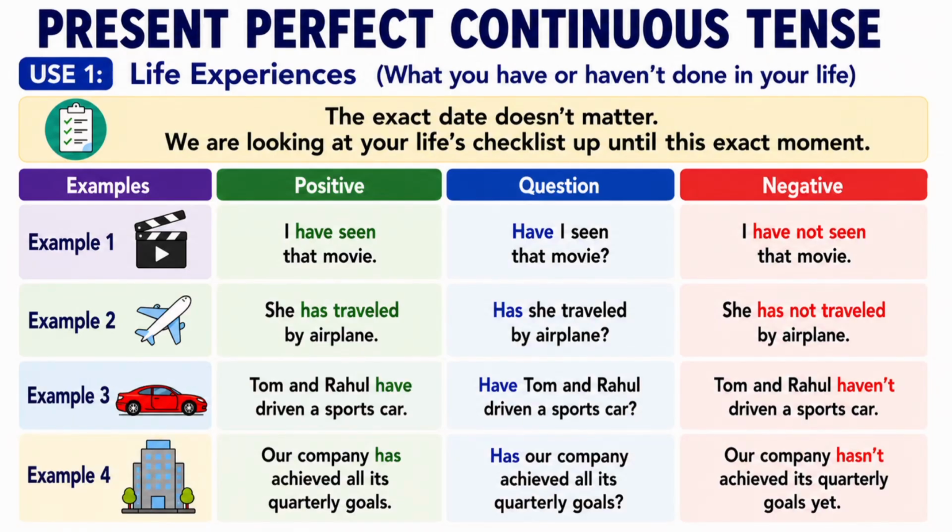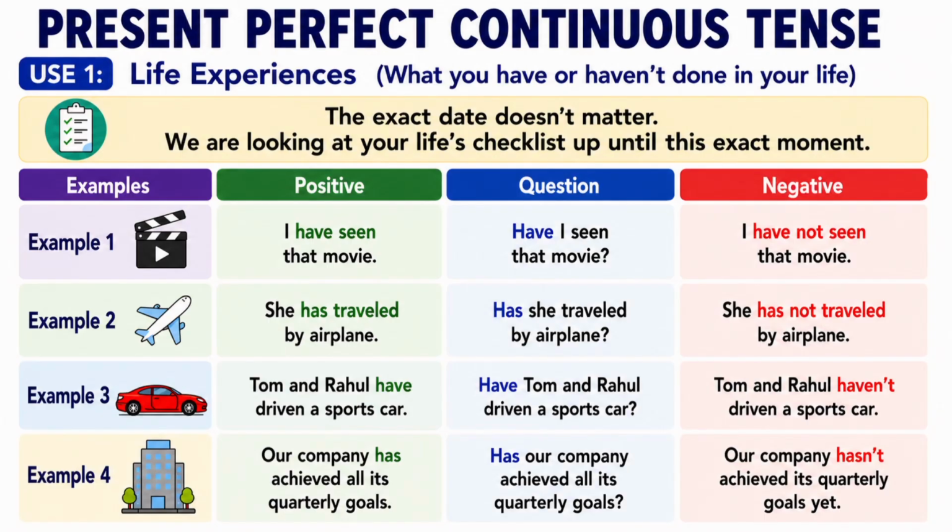Now let's see where we use the present perfect tense. The first use is life experiences. This means things you have or have not done in your life. The exact date does not matter. We are simply looking at your life's experiences up to this moment.